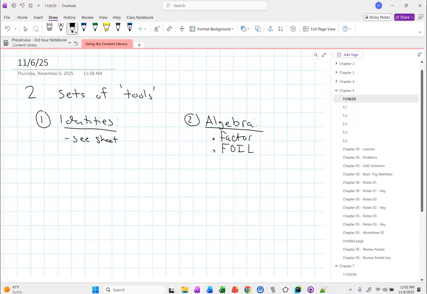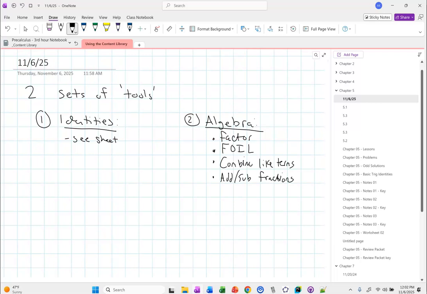You may want to factor an expression. You may want to FOIL an expression. You might want to combine like terms. You might want to add or subtract fractions, i.e. making a common denominator. Those are the obvious things that come to mind right away. We'll add to that list maybe as we go if we come up to other things.